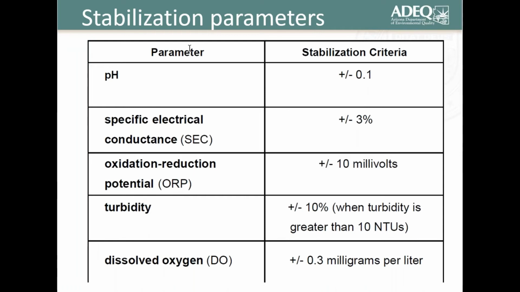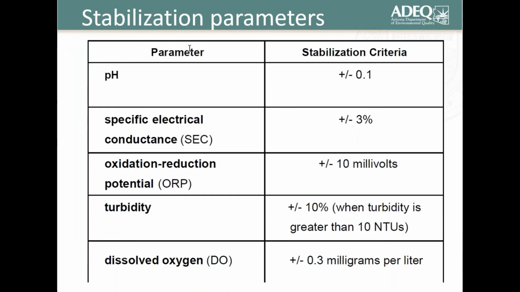Your specific electrical conductance is a measure of the salts in the water and the conductivity of the water. On this, we're looking for plus or minus 3%, and we're measuring stability of the groundwater before we sample it, making sure that we've adequately purged it and that we're getting at that groundwater formation. Also, with oxidation reduction potential, it's going to give you a reading, and you're going to want plus or minus 10 millivolts.